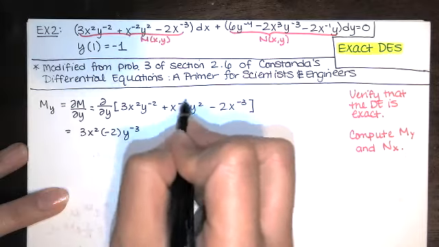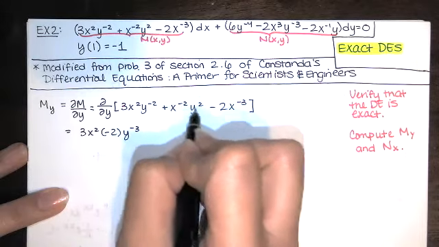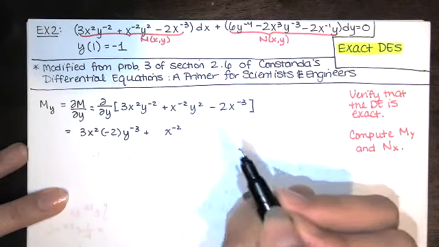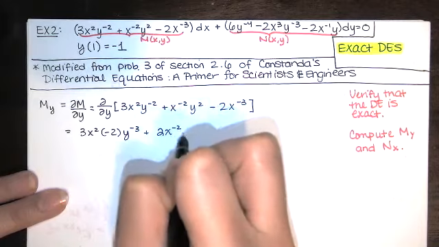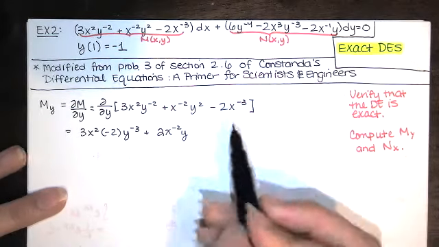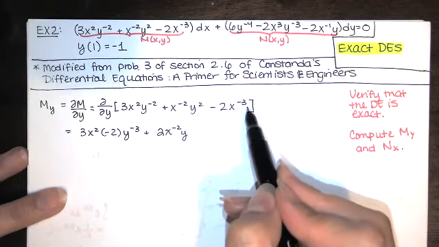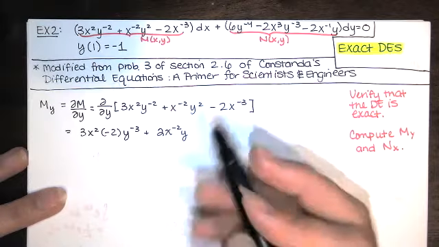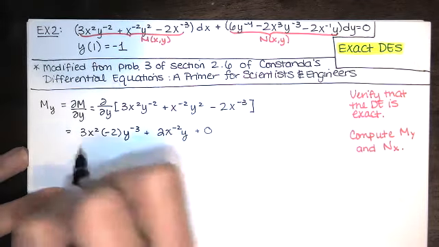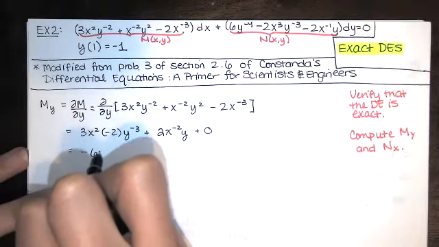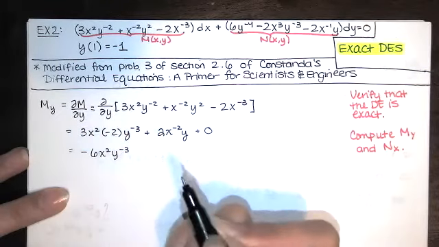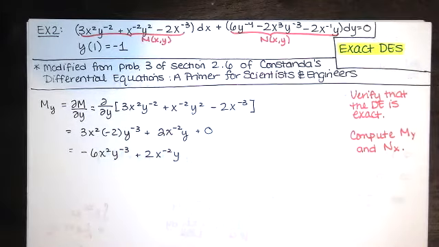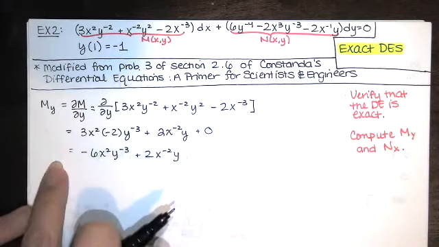And over here, this x factor is a constant. I've got a constant times y squared. So I bring my constant down, and then I multiply by the derivative of y squared with respect to y. That's 2 times y. And the derivative of this with respect to y, well, if x is a constant, the whole thing is a constant. The derivative of a constant with respect to y is 0. So that piece is gone. And if we simplify this, we get negative 6x squared y to the negative 3, excuse me, plus 2x to the negative 2 times y. Okay, so that's the partial of M with respect to y.